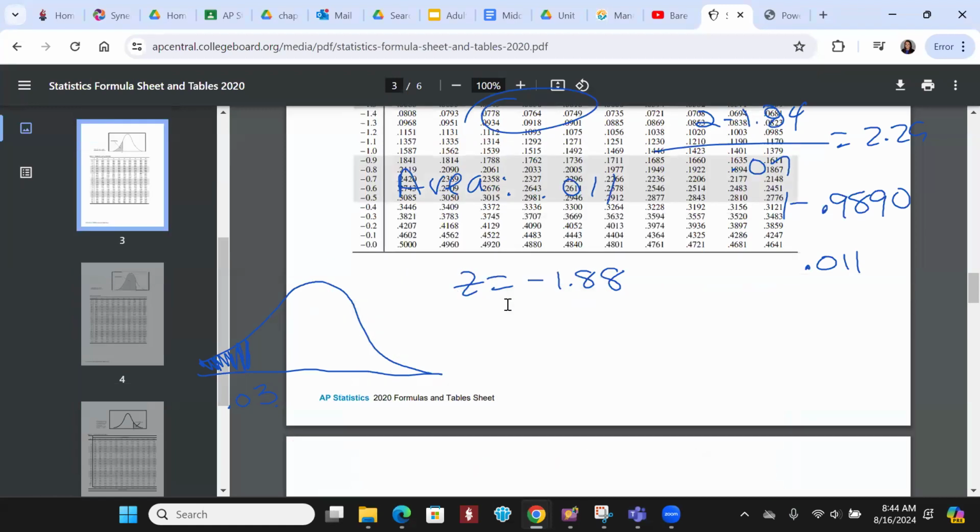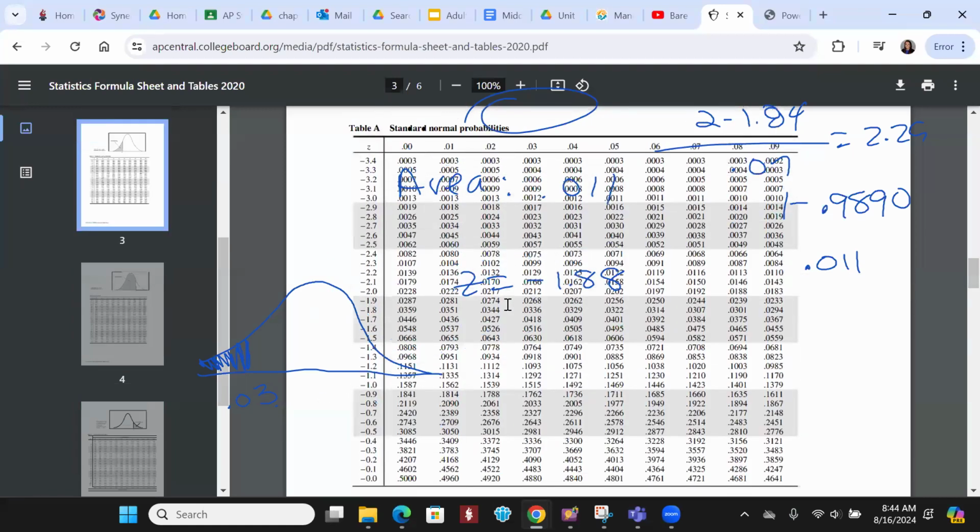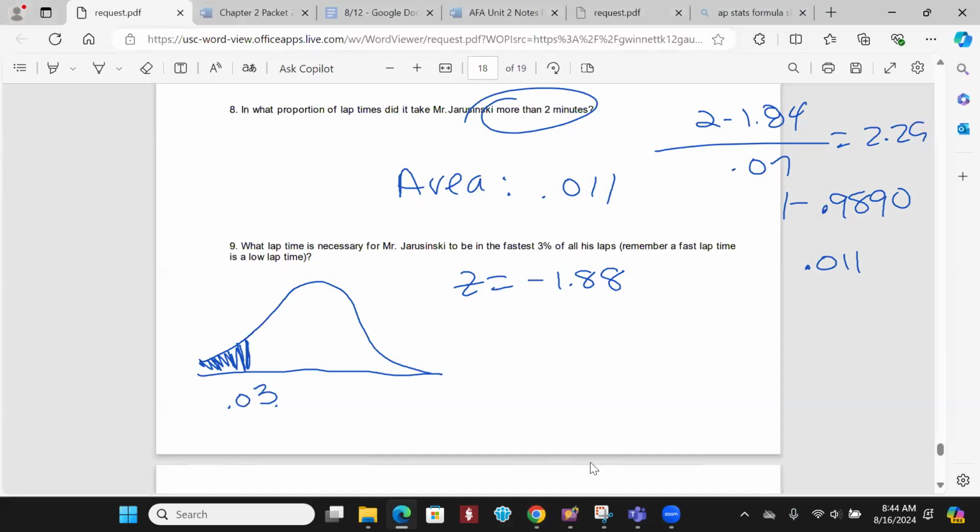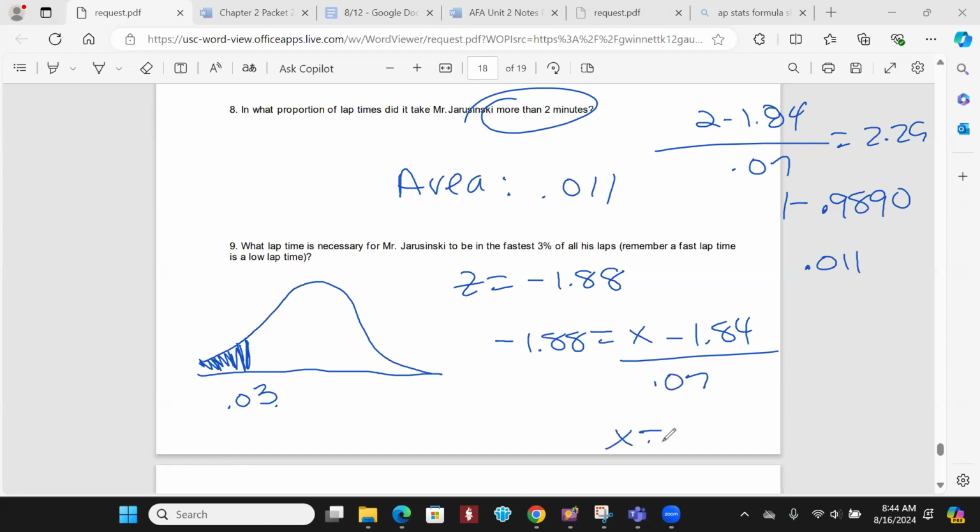When we look at this, we're looking for 0.03 in here, right? So that's going to be somewhere in this negative 1.8 section. Then we're going to plug that into our formula. So negative 1.88 equals x, we don't know the value, minus 1.84 over 0.07. And when we find x, it should be 1.7084 meters.